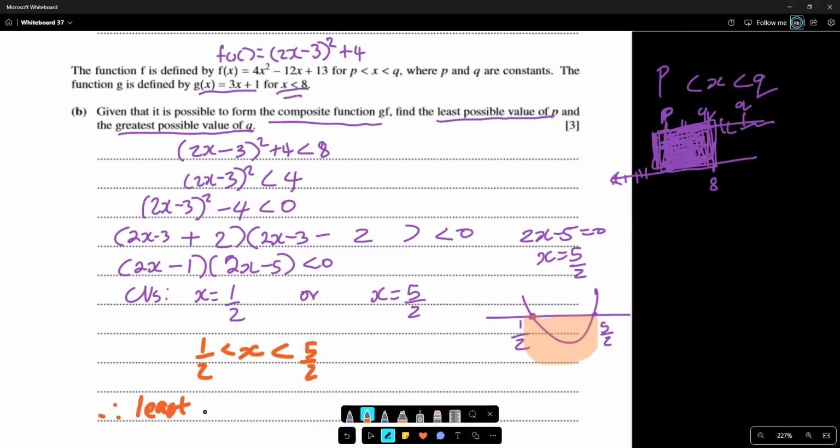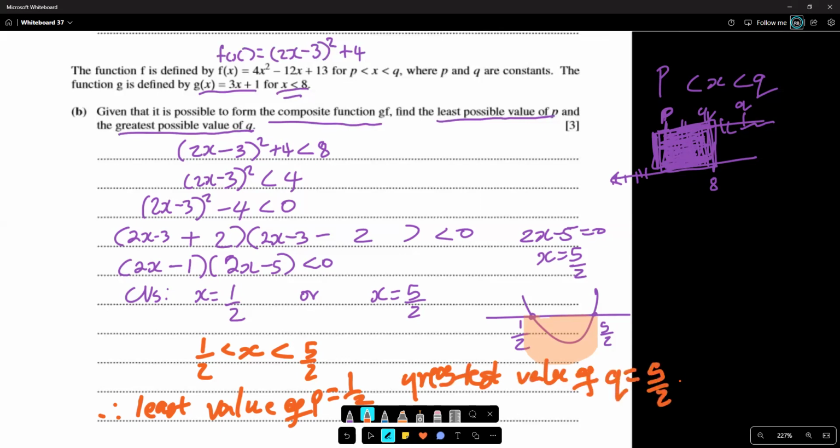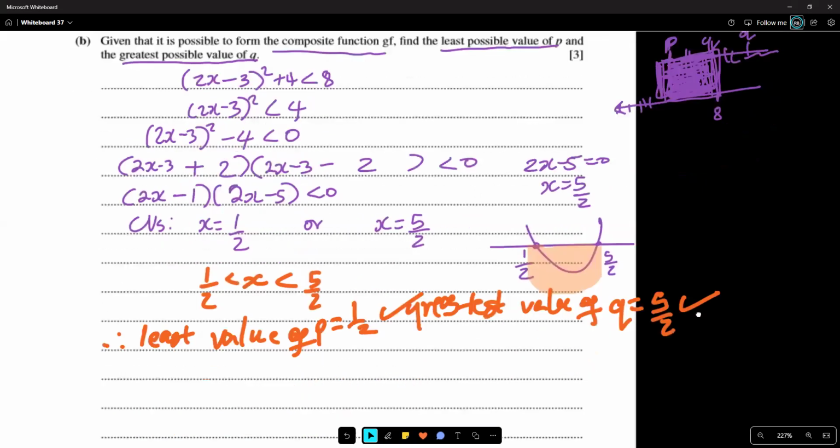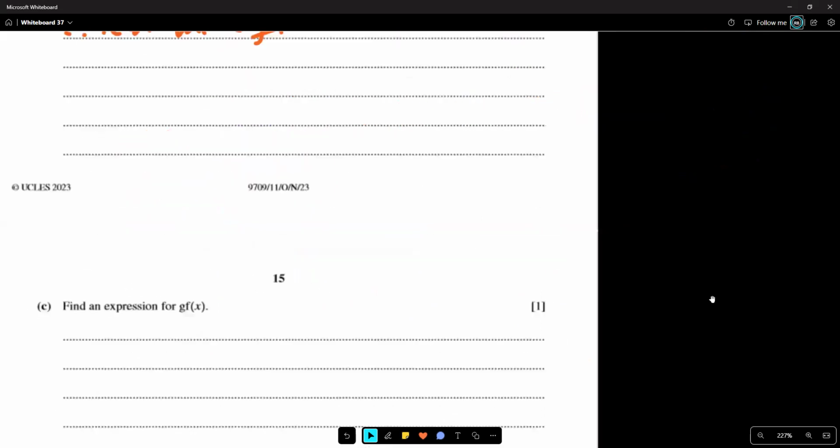They said the least value of P will be half. And then the greatest or highest value of Q will be 5/2. And that's finito with this question. Right. Now let's go to the next part.